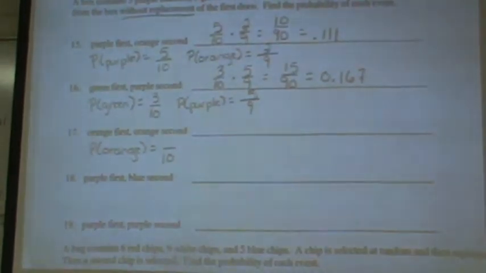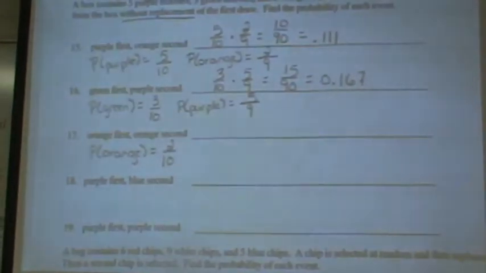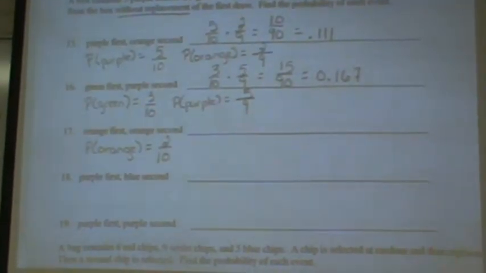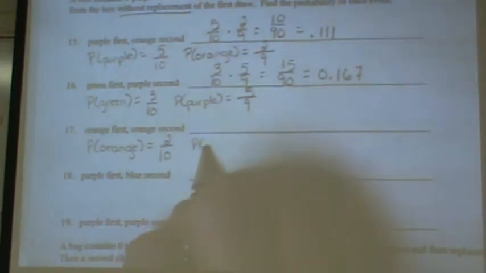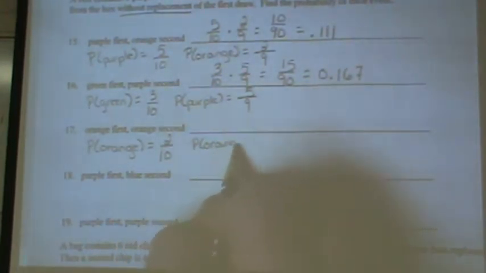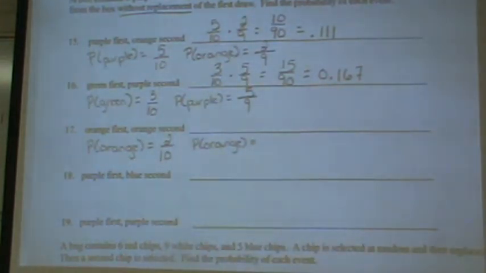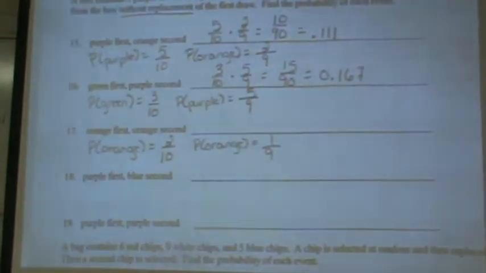Number 17 wants us to know when our first pick is orange and our second pick is also orange. So we want to find the probability of our first pick being orange. Again, we start out with 10 marbles total. 2 of those 10 are orange, so we have a 2 out of 10 chance of picking an orange for our first pick. For our second pick, we also wanted it to be orange. So now, assuming that our first draw was an orange, we only have 1 orange left out of the 9 marbles that are left total.